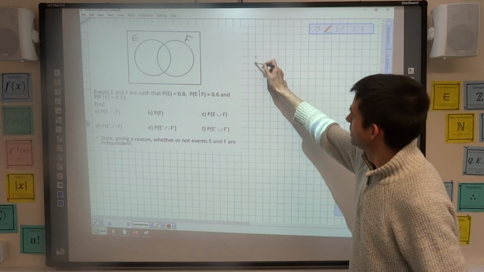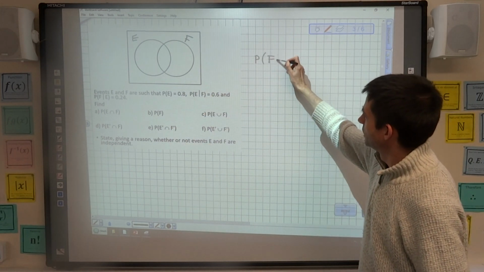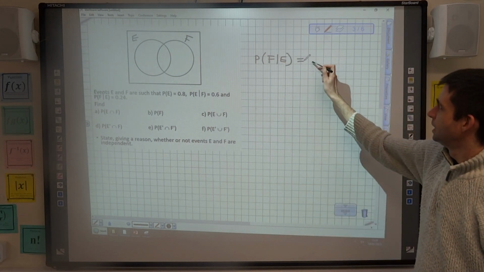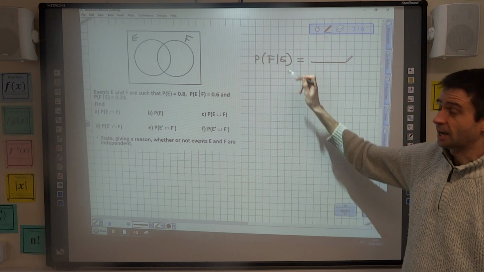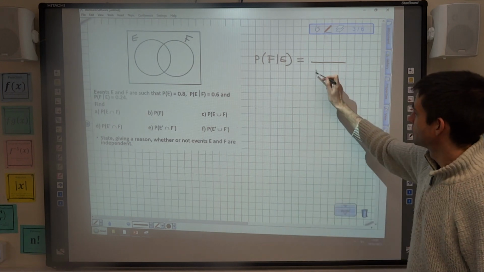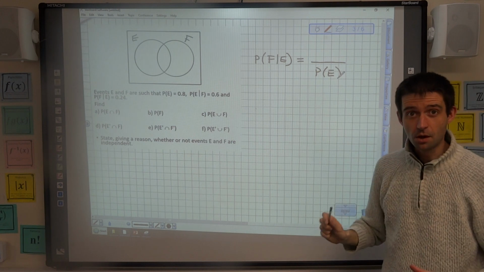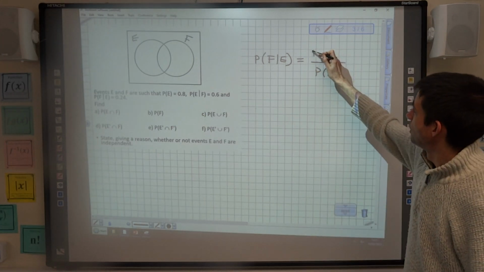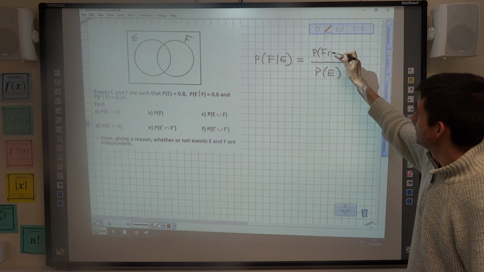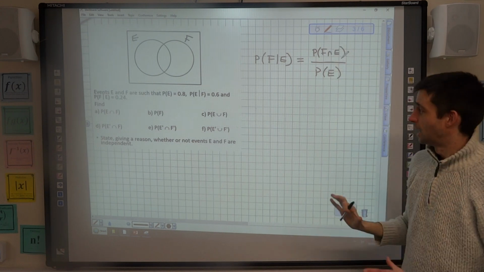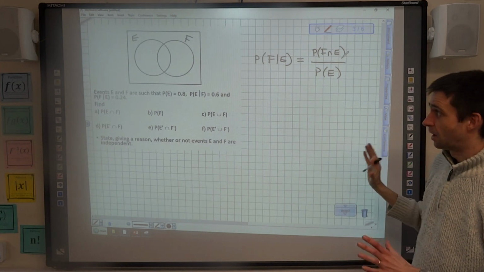So, first thing I'm going to do is to write out the conditional probability formula for F given E. Now, in a previous video I said that whatever the second bit is, the given that bit, that's going to be the probability of that on the denominator, so probability of E on the denominator of the fraction, and on the numerator it's going to be the intersection. So there's my formula.